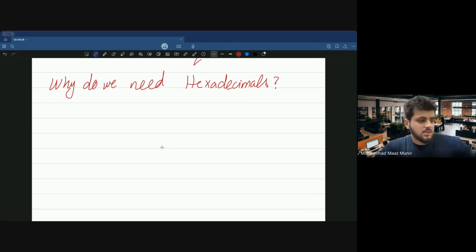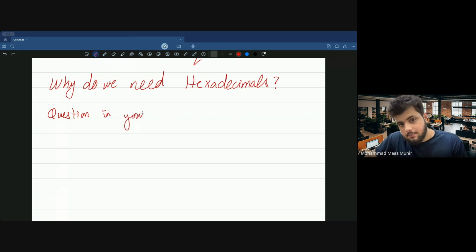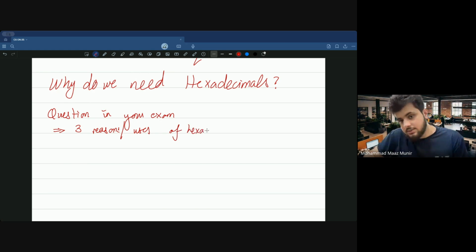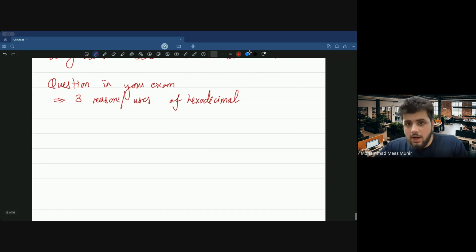Okay, why do we need hexadecimal? A very, very important question. There are basically three reasons, and this is usually a question in your exam. The question basically states, write three reasons or three uses of hexadecimal numbers. Now, let's discuss the reasons first, and then we will look into the uses of hexadecimal values. So the first thing, why do we need hexadecimal?